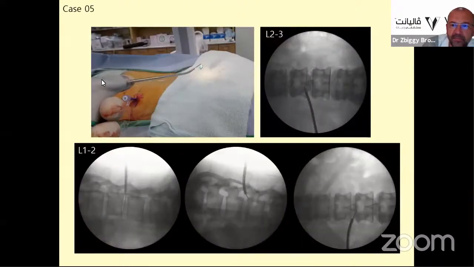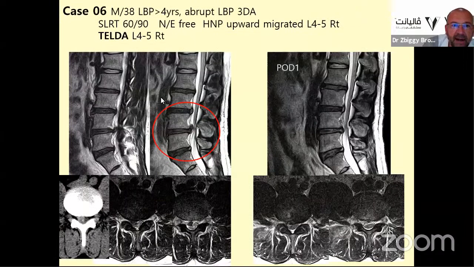Here is the patient presented before. As you can see, we can do the conventional discectomy, sequestrectomy after doing annuloplasty. You can easily remove the sequester. Here there is a case with cranially migrated L4-5, a herniated sequester, with discectomy and annuloplasty.